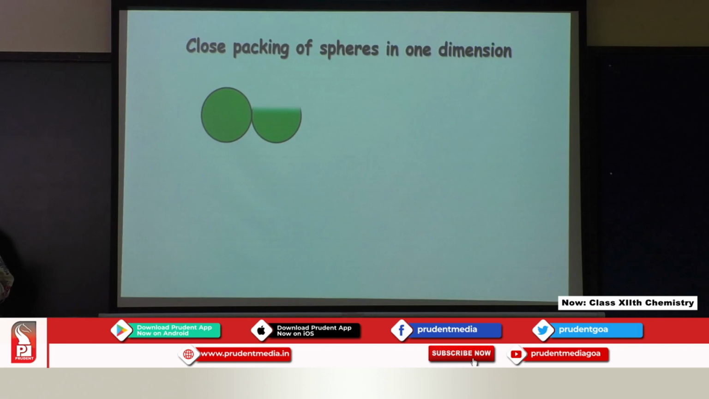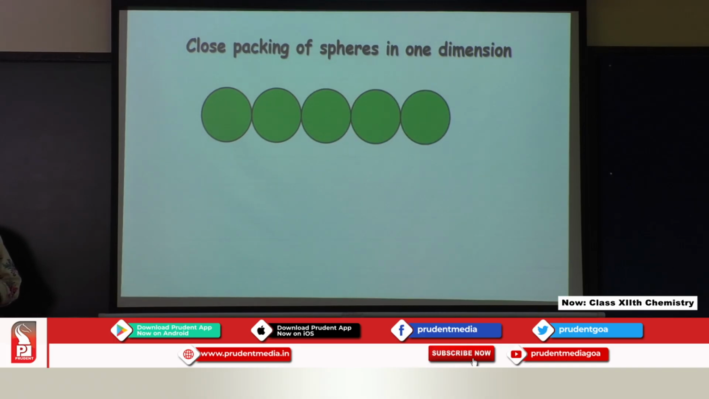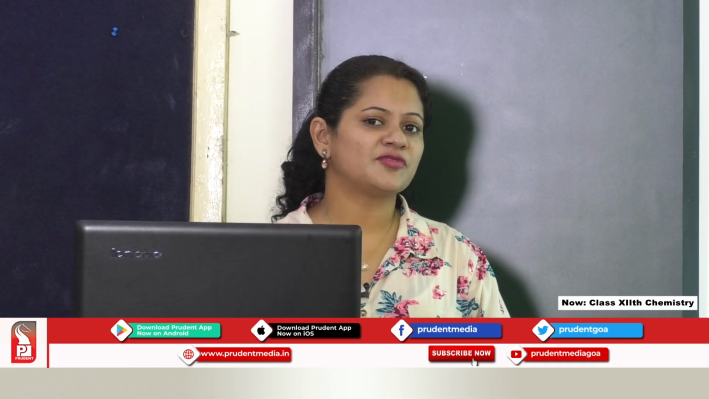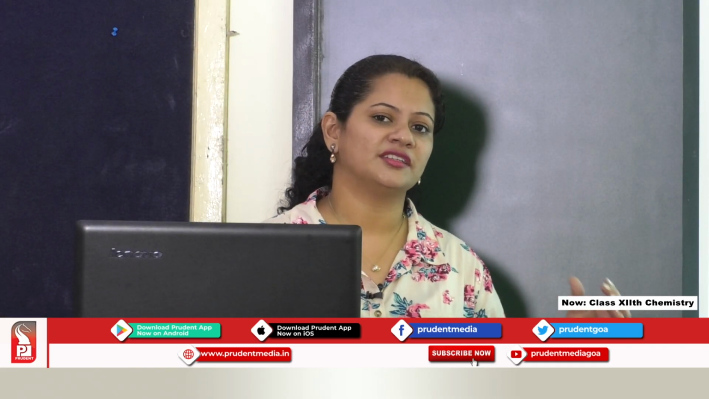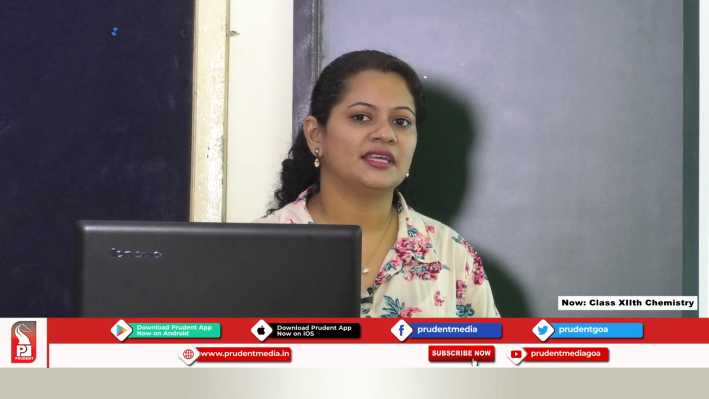Let us come to close packing of spheres in one dimension. We assume that all atoms are spherical in shape and having the same size. If we pack them in one dimension, the arrangement will be in this manner. Remember, each of the spheres need to be touching each other so that the packing is efficient.